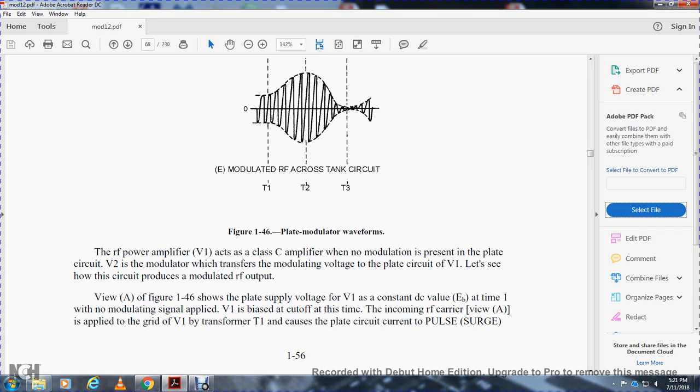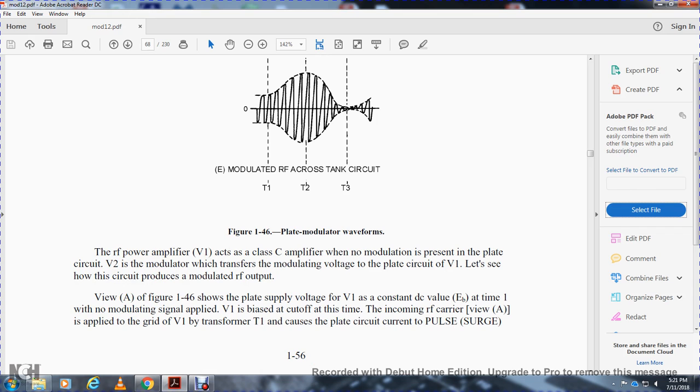Alright, your radio frequency power amplifier V1 acts as a class C amplifier, with no modulation present in its plate circuit. The circuit of V2 is modulated with transfer of the modulating voltage to the plate of the radio frequency power amplifier. Let's see how the circuit produces the modulated radio frequency output.